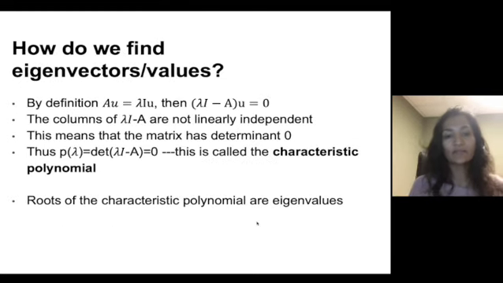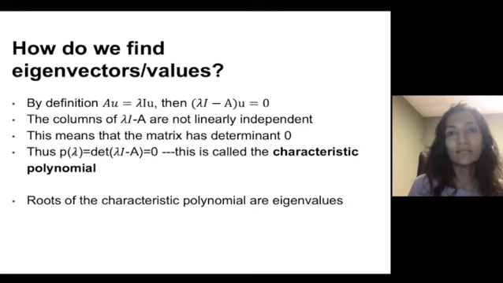So how do we actually find these eigenvalues and eigenvectors? We can actually use the definition. A times u equals lambda times an identity times u. And then when you reorganize these terms, you get lambda times the identity minus A, all multiplied by u, gives you 0. This means that the columns of lambda times identity minus A are not linearly independent, which also means that this matrix has determinant 0.